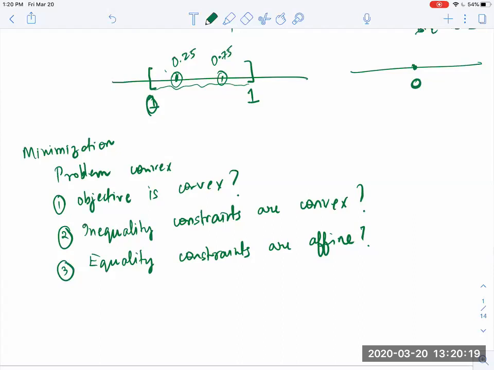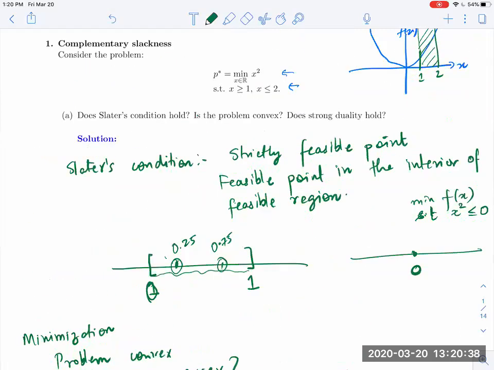So is the objective function convex? Like someone mentioned, it is convex because you can do it by definition, like chords lie above the function, or you can also just take the second derivative and see the second derivative is 2, which is greater than 0. So what are the inequality constraints here? x greater than or equal to 1. When you want to check inequality constraints, you should always convert it into a form less than or equal to 0. You want to write this as minus x plus 1 less than or equal to 0, and then you will check if this function is convex.